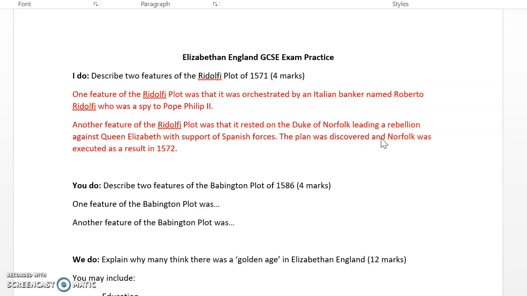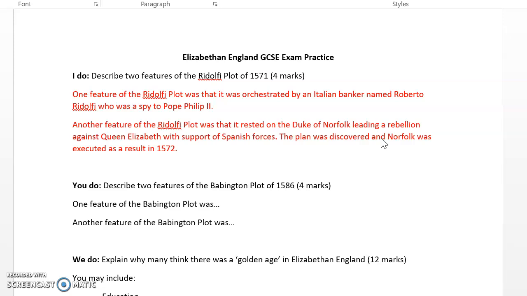Just to remind us about what they were, the Ridolfi plot was where an Italian banker who was a spy to Pope Philip II arranged a plot to murder Elizabeth and put Mary, Queen of Scots, on the throne in her place. The plan was for the Duke of Norfolk to marry Mary, Queen of Scots, and lead the rebellion against Elizabeth with Spanish support. We remember that the Duke of Norfolk was also involved in the revolt of the Northern Earls. So he's quite prominent. He's an annoying character to Elizabeth because he's fluttering around as a threat. William Cecil actually uncovers the plot, and the Duke of Norfolk was executed.